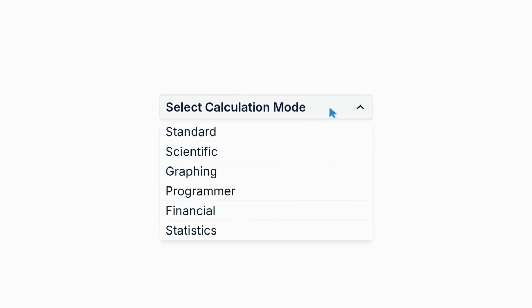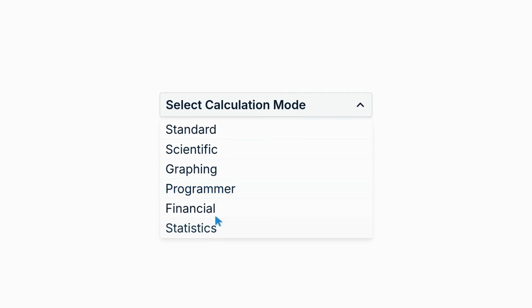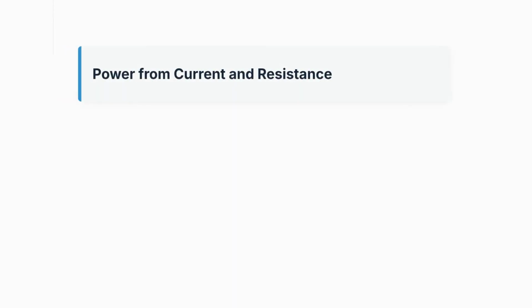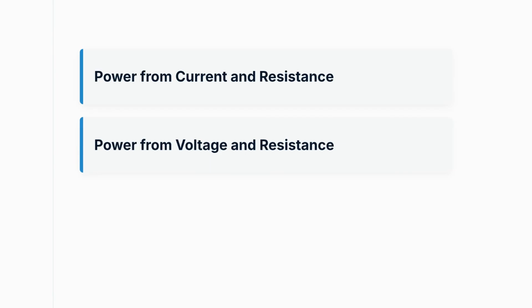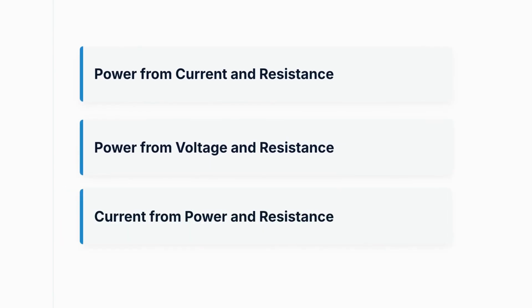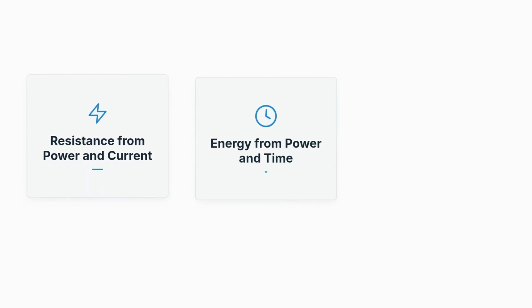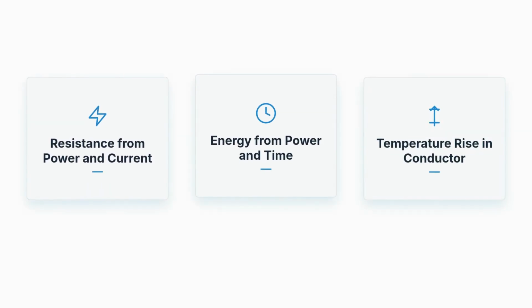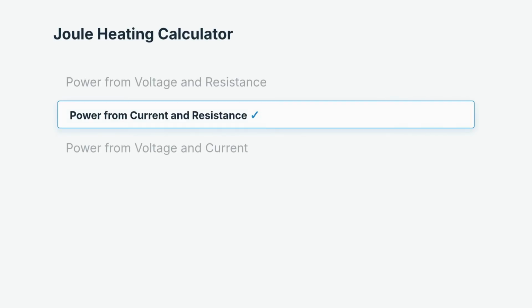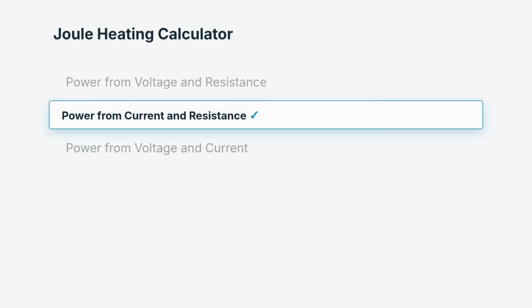First, you'll see a drop-down menu labeled Select Calculation Mode with 6 options: Power from Current and Resistance, Power from Voltage and Resistance, Current from Power and Resistance, Resistance from Power and Current, Energy from Power and Time, and Temperature Rise in Conductor. For this demonstration, I've selected Power from Current and Resistance.